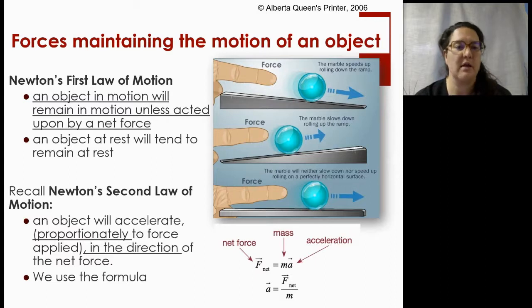So Newton's first law of motion is that an object in motion will remain in motion unless acted on by a net force, and an object at rest will tend to remain at rest. So an object in motion is going to stay there until it's acted upon by another force, and an object at rest will remain at rest. Newton's second law of motion is that an object will act proportionally to force applied in the direction of the net force. So we'll use the formula force equals mass times acceleration.